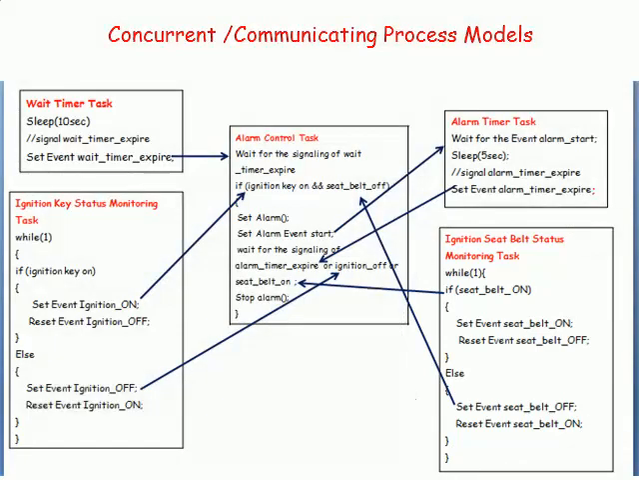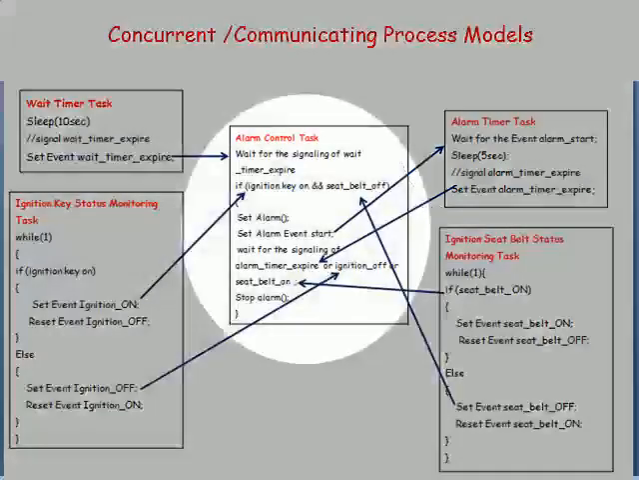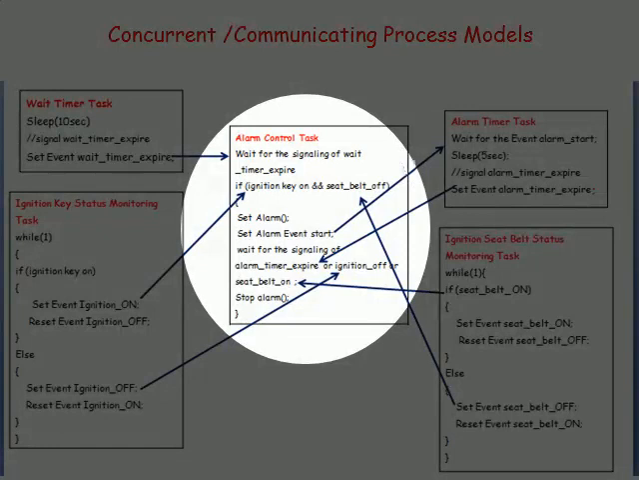The events alarm timer start and alarm timer expire are associated with the alarm timer task. The alarm timer start event will be in the reset state initially, and it is set by the alarm control task when the alarm is started. The alarm timer expire event will be in the reset state initially, and it is set when the alarm timer expires.